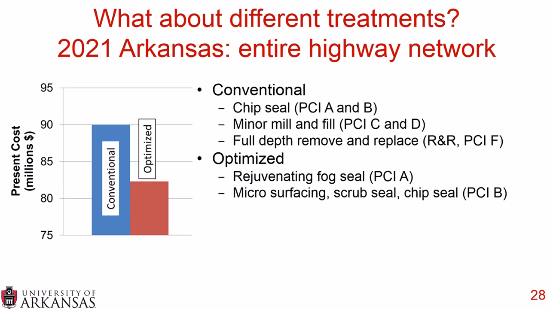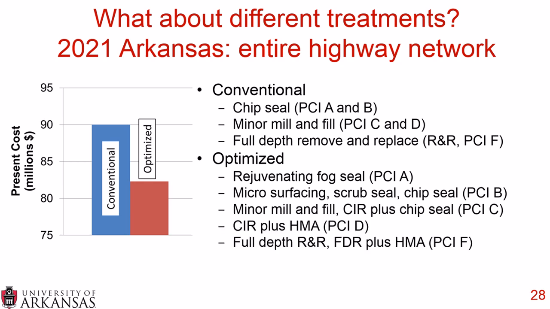For optimized, depending on the highway type, we put rejuvenating fog seal on all the PCI As. We put microsurfacing on the freeways, scrub seals on the multi-lane highways, and chip seals on the 2-lane highways, all on PCI B. And then we also did various treatments on C, D, and F, including minor mill and fill, cold in place recycling plus chip seal or place hot mix asphalt, full depth remove and replace, and full depth reclamation plus hot mix asphalt.